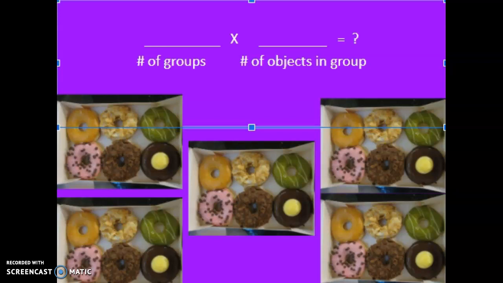Okay, so for today, for your lesson work, you're going to be doing the problem of the day and also a slideshow where you're going to be completing problems. You're going to be able to drag and drop some items today to make equal groups, and then you're going to be writing a multiplication sentence based on how many groups you have and how many objects you have.